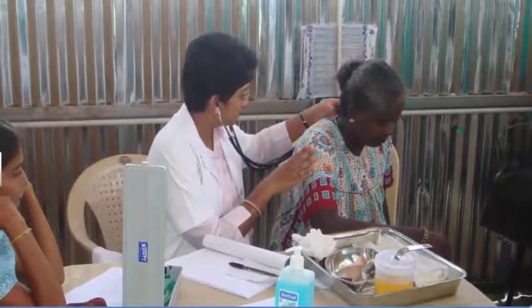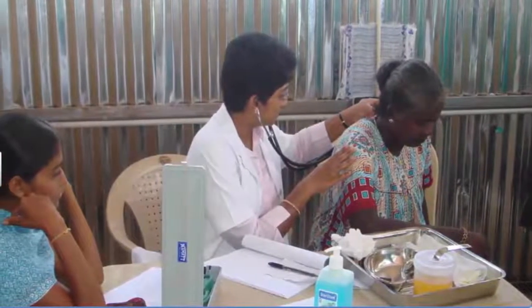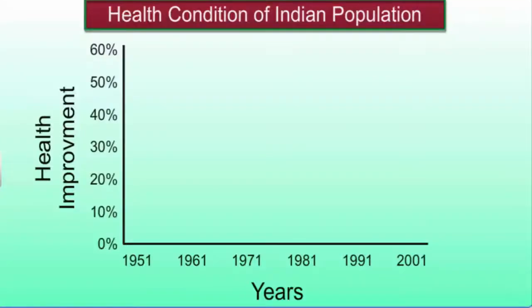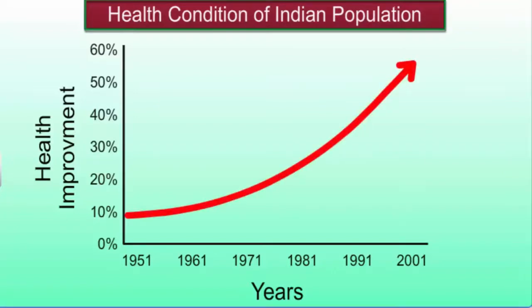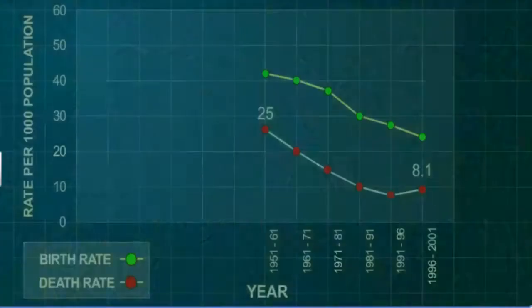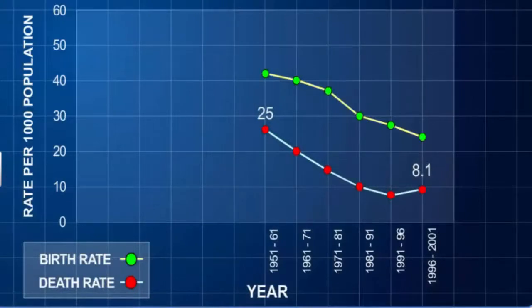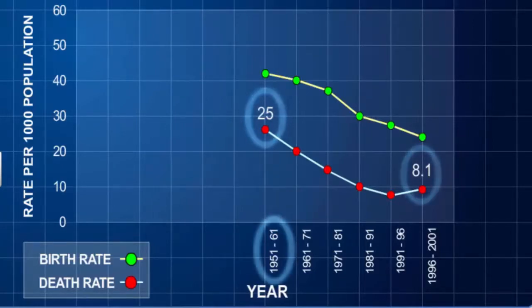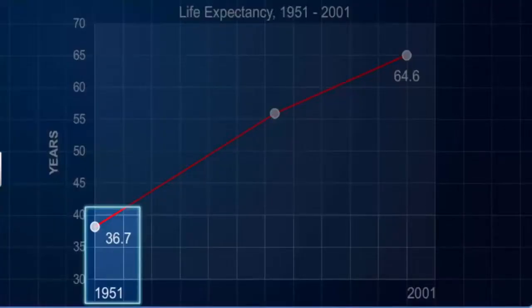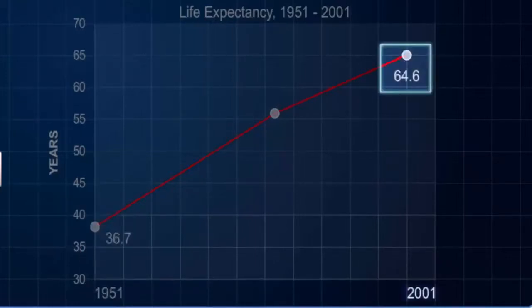The health of the population affects the development process of the country. Over years, there has been a marked improvement in the general health condition of the Indian population. This is largely due to programs run by the government for the health of its citizens. India's death rate has declined from 25 per 1,000 population in 1951 to 8.1 per 1,000 in 2001. Life expectancy at birth has increased from 36.7 years in 1951 to 64.6 years in 2001.